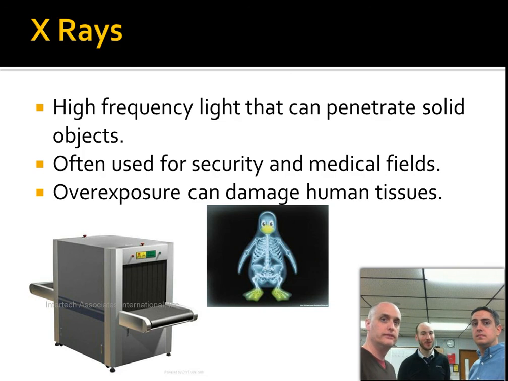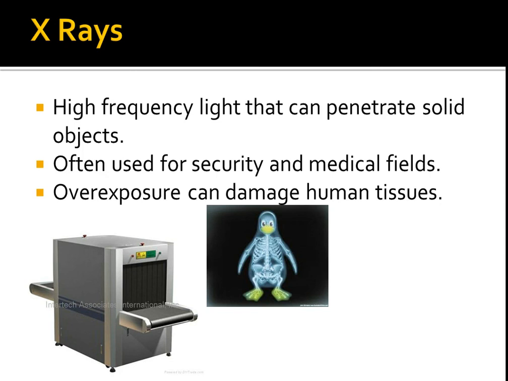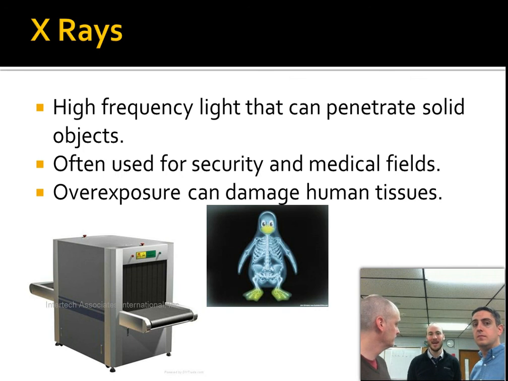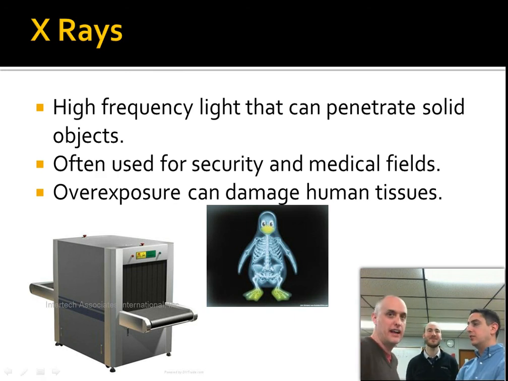All right, next group, X-rays, which you might be familiar with. Hopefully not too familiar with, because they are used to scan your body for broken bones. But the reason they're able to do that is because they're such high frequency, they can penetrate solid objects. And we often use these for security also. However, if you're exposed to these, it can also damage human tissues. That's why if you get an X-ray, they put a big lead jacket on you to block anywhere they don't want that X-ray to go, because it can damage you.